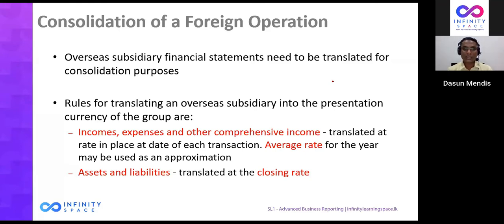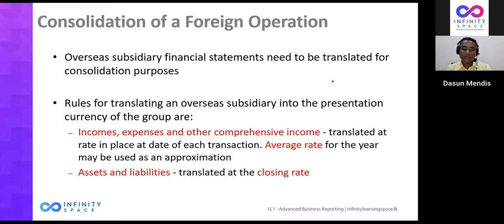Then once the items are converted at different rates, what will happen? There would be an exchange difference. An exchange reserve is created. This exchange reserve is recognized in other comprehensive income, and through that it is accumulated in an equity reserve called translation reserve.